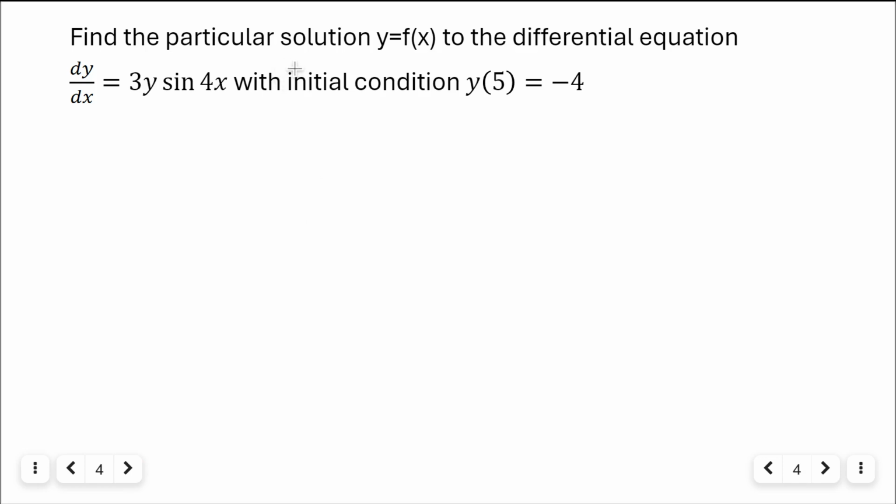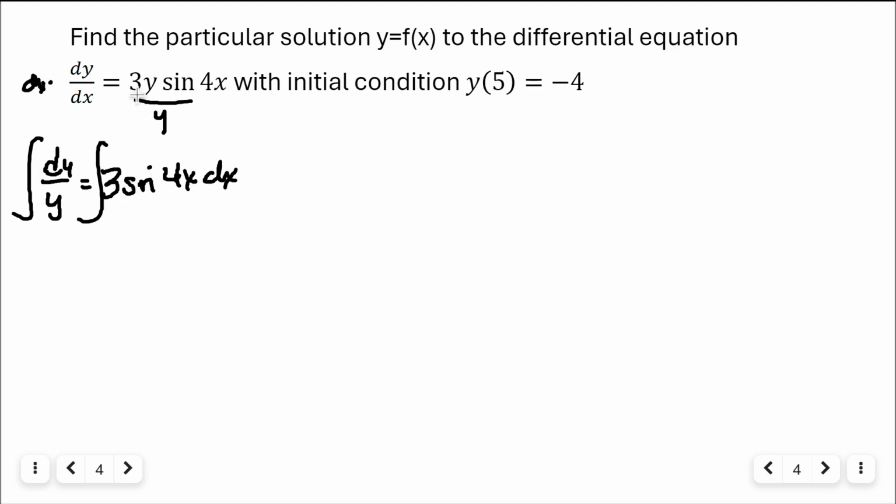Find the particular solution y equals f of x to this differential equation with initial condition y of 5 is equal to -4. All right, so first thing I'm going to do, I'm going to separate, multiply both sides by dx, divide by y. So I'm going to get dy over y equals 3 sine 4x dx.